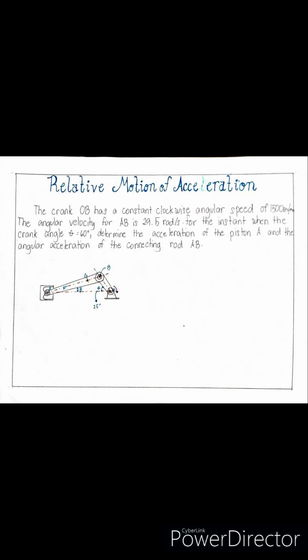The crank OB has a constant clockwise angular speed of 1,500 revolutions per minute. The angular velocity for AB is 29.5 rad per second. For the instant when the crank angle theta is equal to 60 degrees, determine the acceleration of the piston A and the angular acceleration of the connecting rod AB.